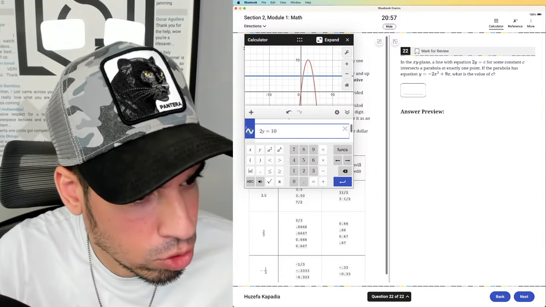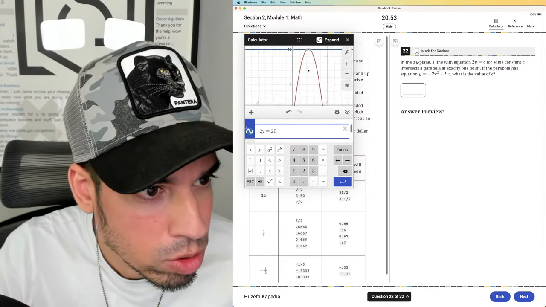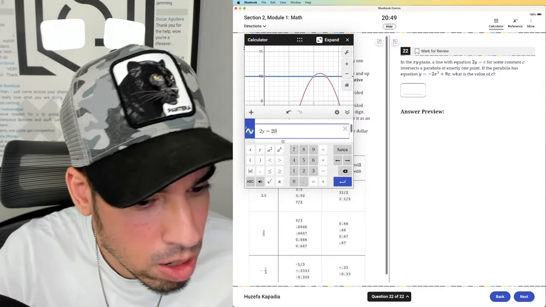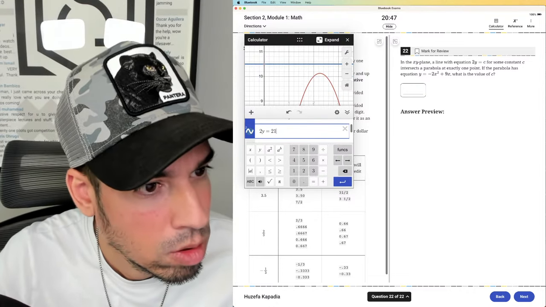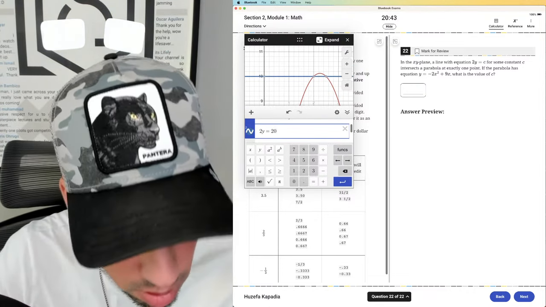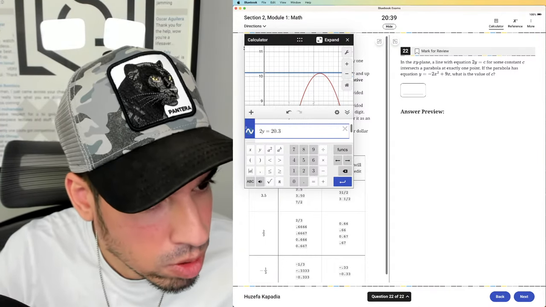Where do I have to raise it to? 10? No, that didn't work. 20? Almost. It almost worked. It's pretty darn close. What about 21? Nope, that was too high. 20.5, 20.2, 20.3. Wait.